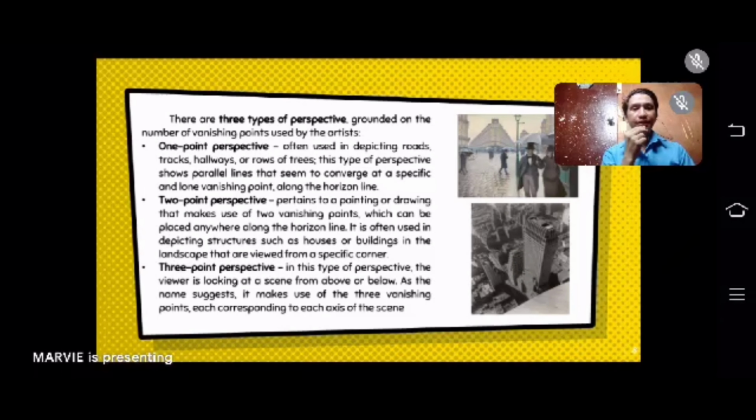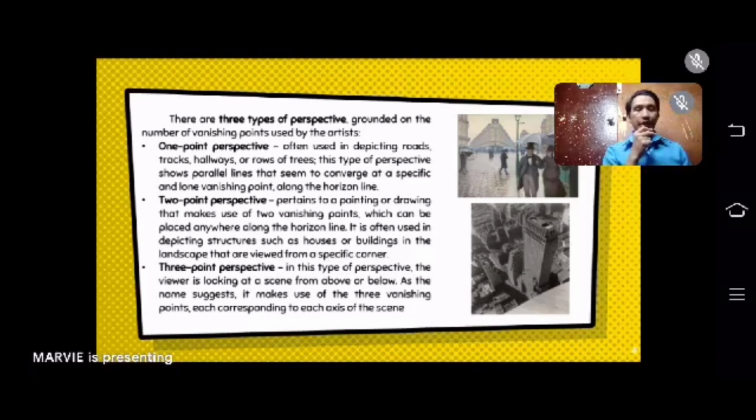Example nito is kung ano lang yung nakikita nyo. Halimbawa, puno. Kung ano lang yung nakikita nyo sa puno, ayun lang yun. Ibig sabihin, eye level lang siya, tapos frontal view. Second is two-point perspective. Pertain to a painting or drawing that makes use of two vanishing points.